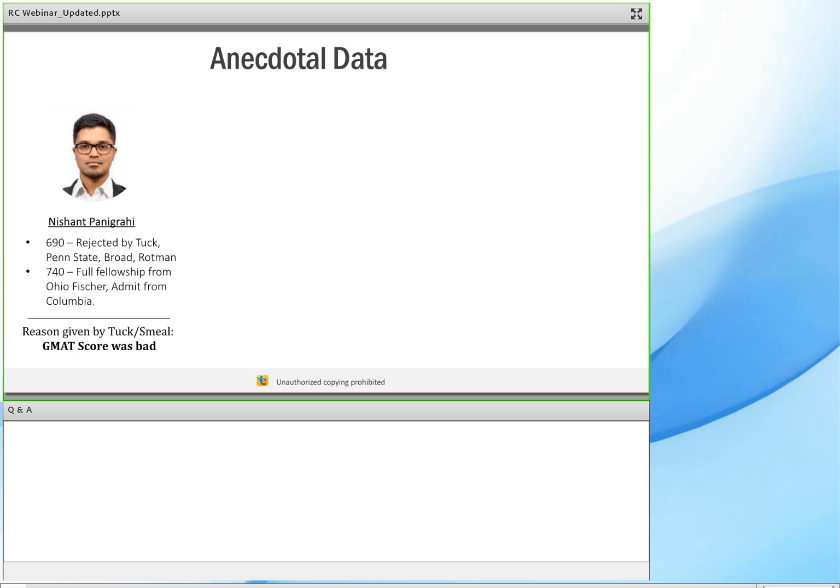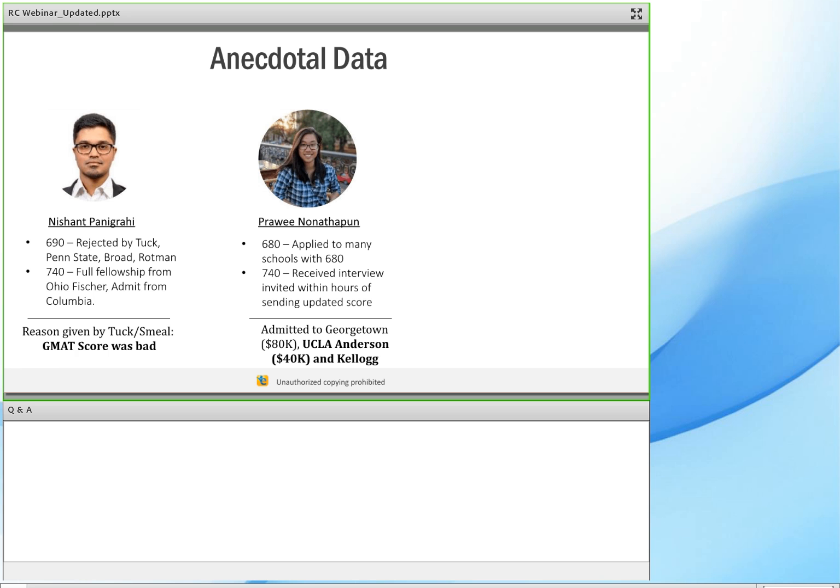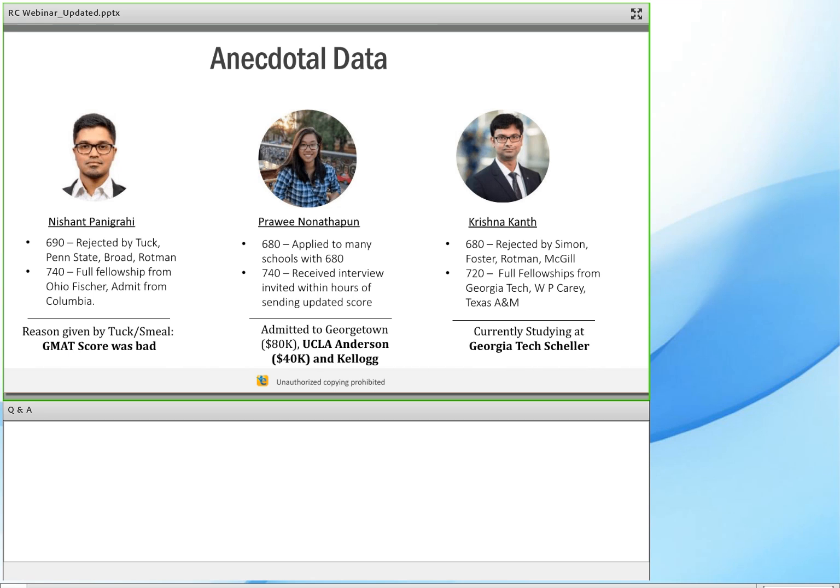He's currently studying at Columbia. In fact, B schools told him the reason they were rejecting him was his GMAT score, not his candidacy in general. Pravi applied to a bunch of schools with a 680 and didn't get a single interview invite. She updated her score from 680 to 740, sent the updated score, and got 4 interview invites within 7 hours. And again, she got a bunch of scholarships and fellowships.